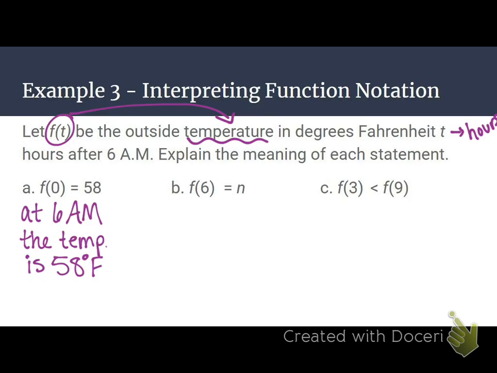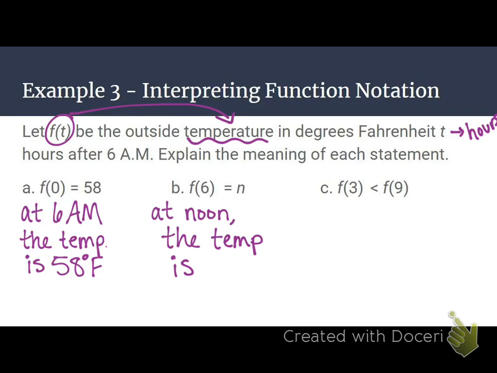Okay, on letter B, what time are we working with? They plugged in a 6 for t. So 6 hours after 6 a.m. What time would that be? 12 noon. So at noon, or you could say 12 p.m., they're saying the temperature is what?